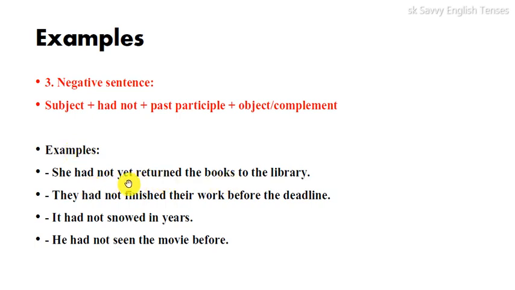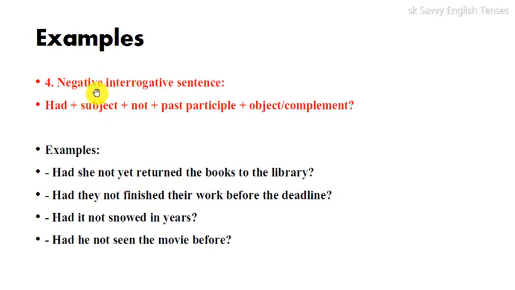Okay, the last one is the negative interrogative sentences, or we can say the negative questions. And the formula for the negative question in the past perfect tense is had plus subject plus not plus past participle. And we can make sentences according to this formula.